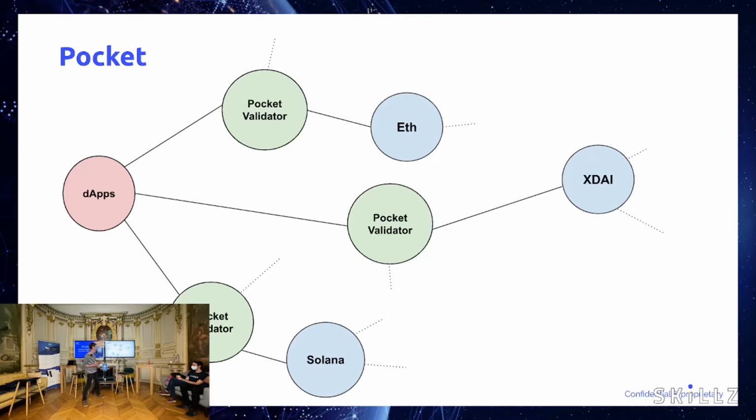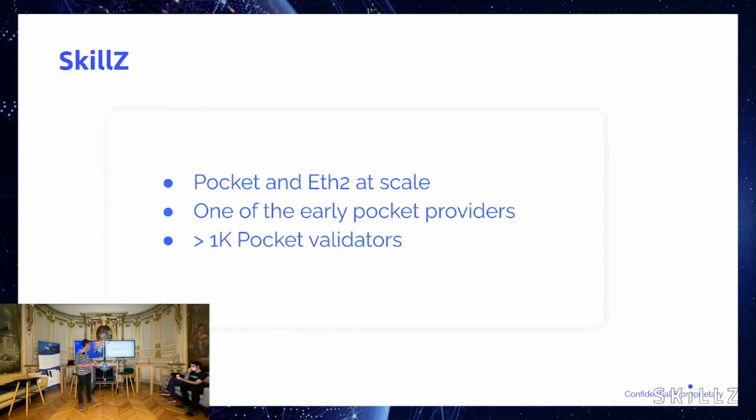So our job here at SkillZ is to run those green validators and also the backend side, and be able to scale this part here horizontally so that we can have thousands of validators. Well, this is what I just said. So as of today, we have a bit more than 1K, probably 1K and 400 validators running.